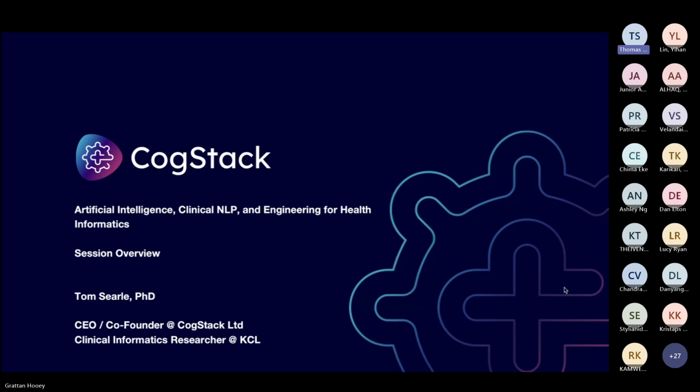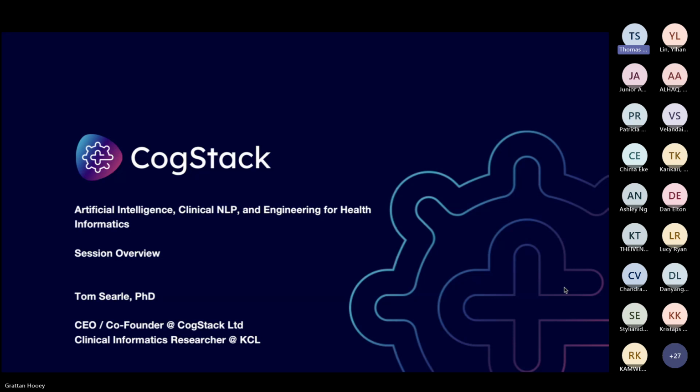I'm here to provide a session overview first. I'll then go into a little bit more detail about the reasoning why CogStack, as a series of technologies, exists. If it wasn't motivating enough, hearing what Richard was saying about all the data issues healthcare has.